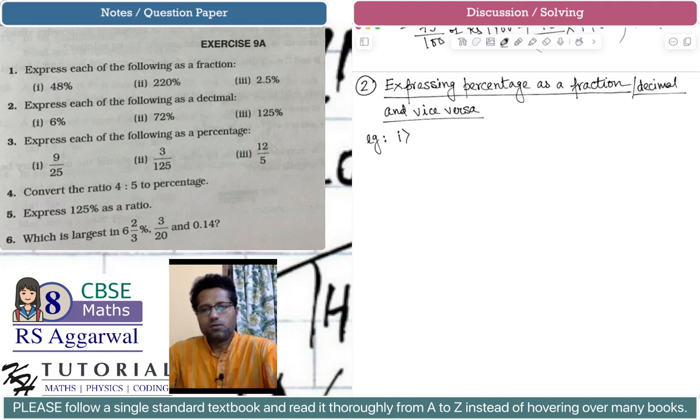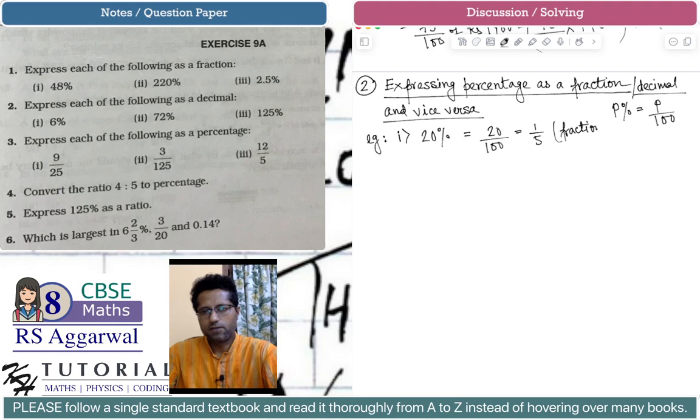So if you are asked how do we express 20% as a fraction? Now 20% means a percentage, and percentage means P by 100. Always remember this: P percentage means P by 100. So 20 percentage means 20 by 100. Now 20 by 100 is a fraction. If you simplify it further, it becomes 1 by 5. So this is a fraction.